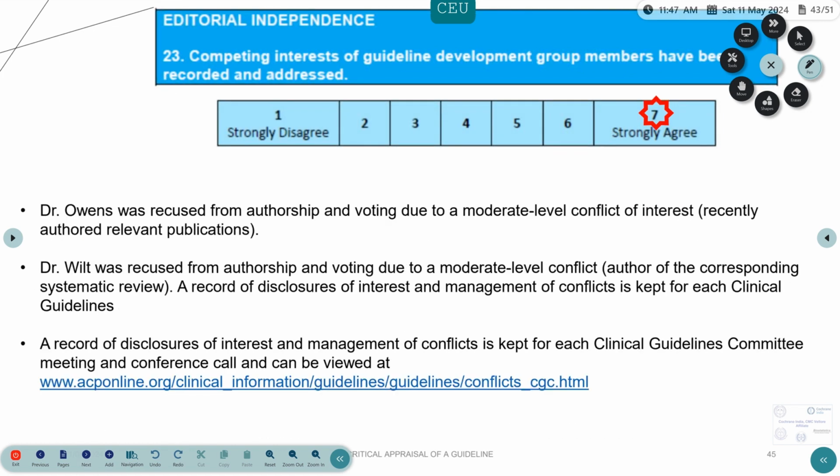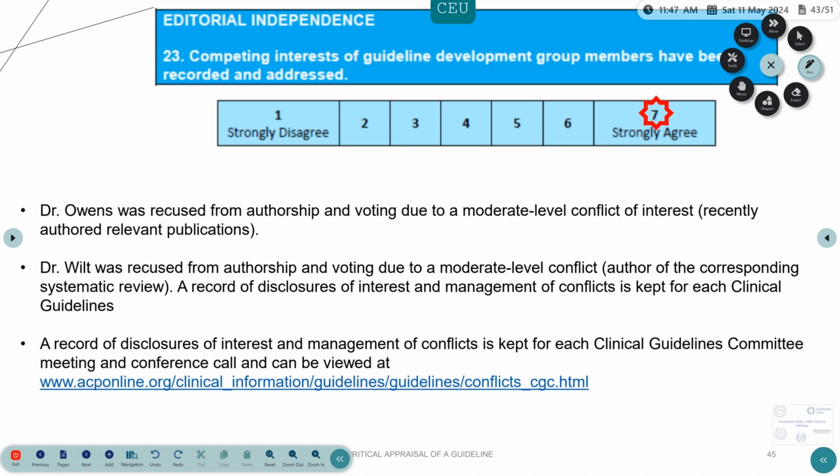So the last question is, competing interests of guideline group members have been recorded and addressed. So this is what the conflicts of interest were. Dr. Owens was a person who was actually part of one of the publications which was included in the guideline. So he was not given the authorship, and they have downgraded his voting also.